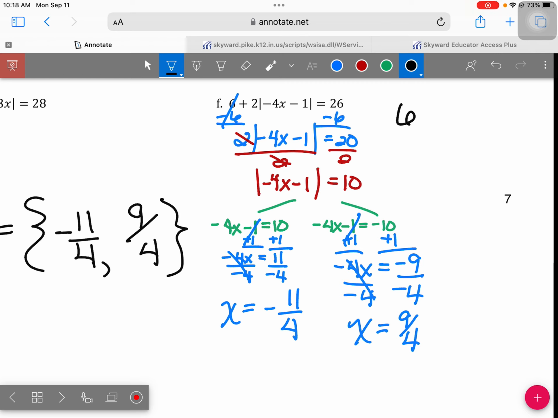And why do we set it equal to the positive value and the negative value? Why do we do that? Because whatever is in this absolute value is 10 units away, and we know that it has to be 10 or negative 10 is my answer to this expression. So we set those up as equations and solve, okay?